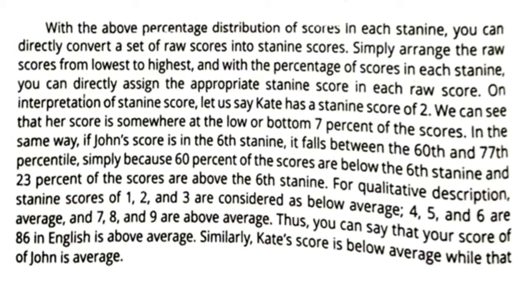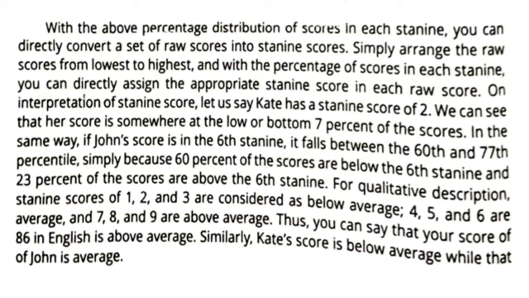On the interpretation of stanine score, let us say that Kate has a stanine score of 2. We can see that her score is somewhere at the low or bottom 7% of the scores. In the same way, if John's score is a 6 stanine, it falls at the 77th percentile simply because 60% of the scores are below the 6 stanine and 23% of the scores are above the 6 stanine.